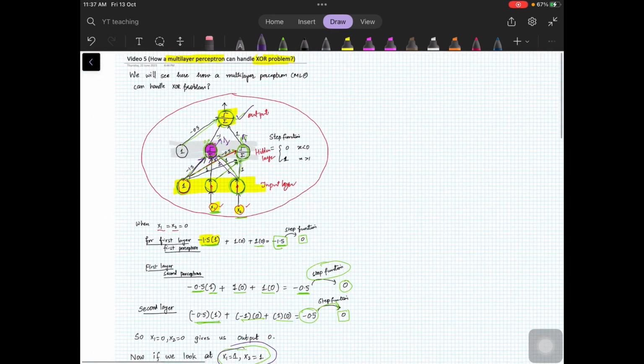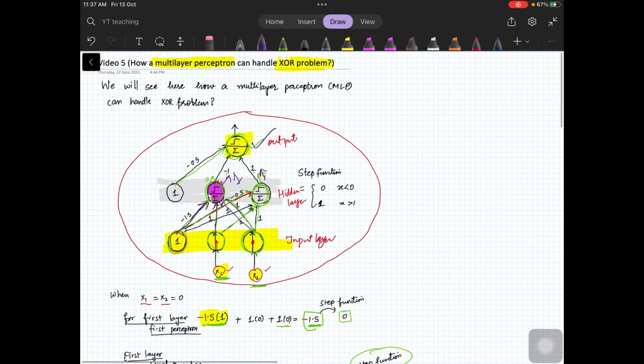So the idea of this video was telling you that in the last video we saw that a simple problem like the XOR problem is difficult for a single perceptron to learn. But when you have a multi-layer perceptron, it is very easy for them to find the corresponding weights so that they can learn the XOR problem. Okay, so that was the idea.